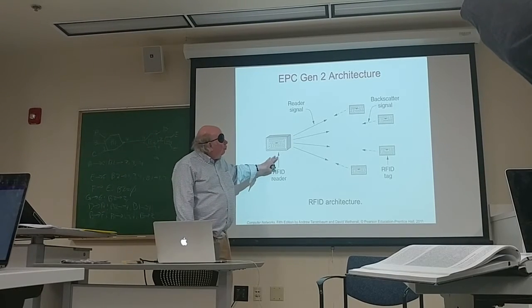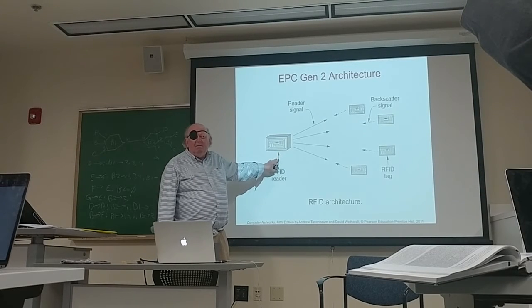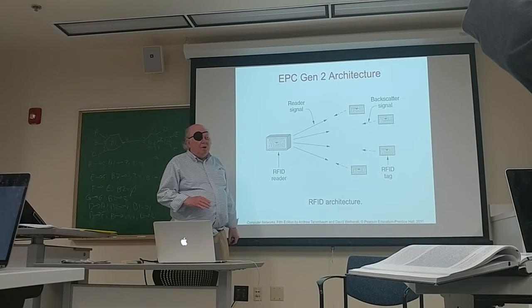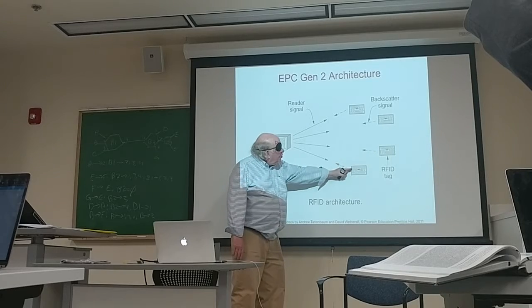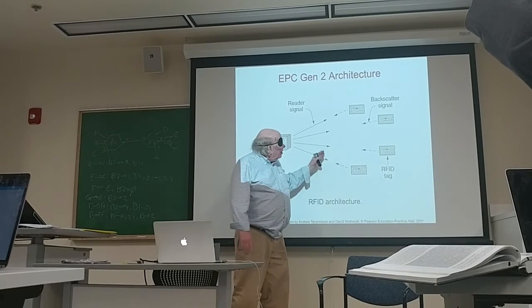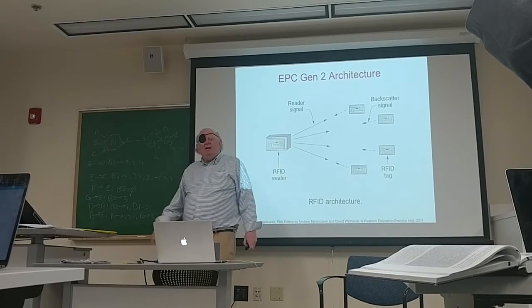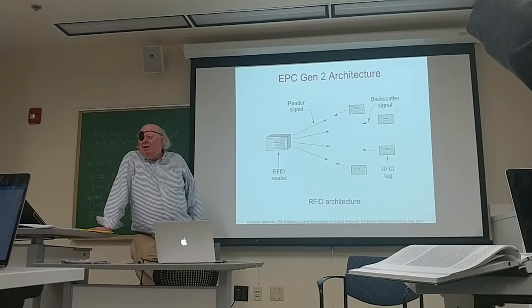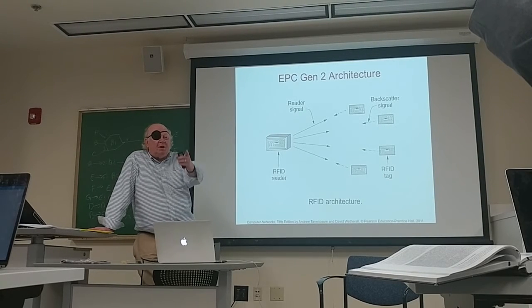And the reader is putting out a very high-powered signal. Now remember, RF deteriorates at 1 over R squared, so it goes down real fast. But still, when you walk by these things, you're getting enough energy being picked up by this antenna to actually power the chip to then turn around and send back a response.